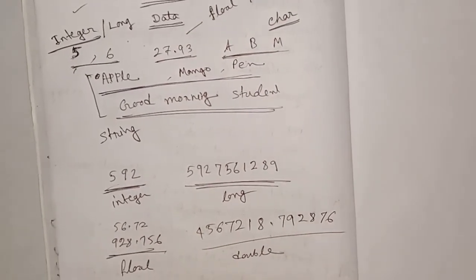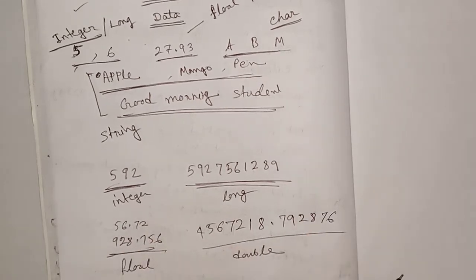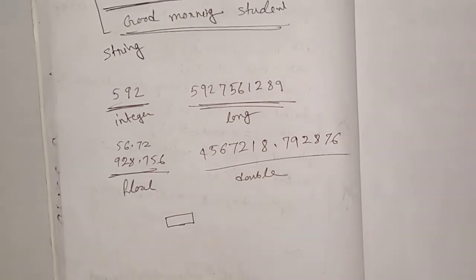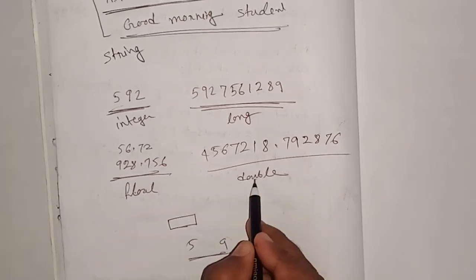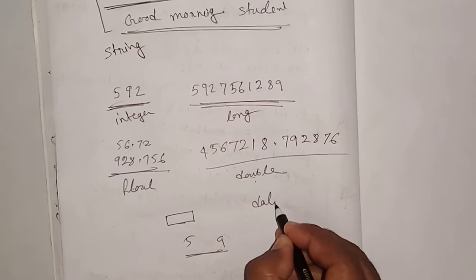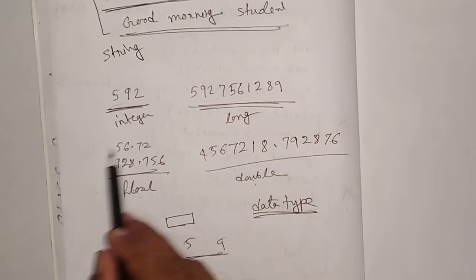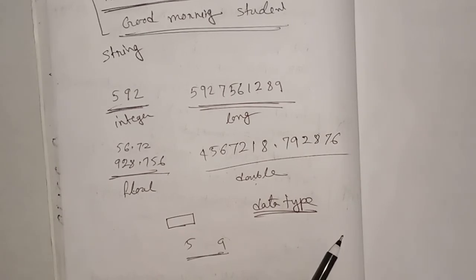So now we need to know that when we are writing a number, any number, we need a location where we want to store it, right? So this number, suppose 5, 9, we call it data, right? So which type of data? This type of data. We call these different types the data type. The type of the data is the data type.